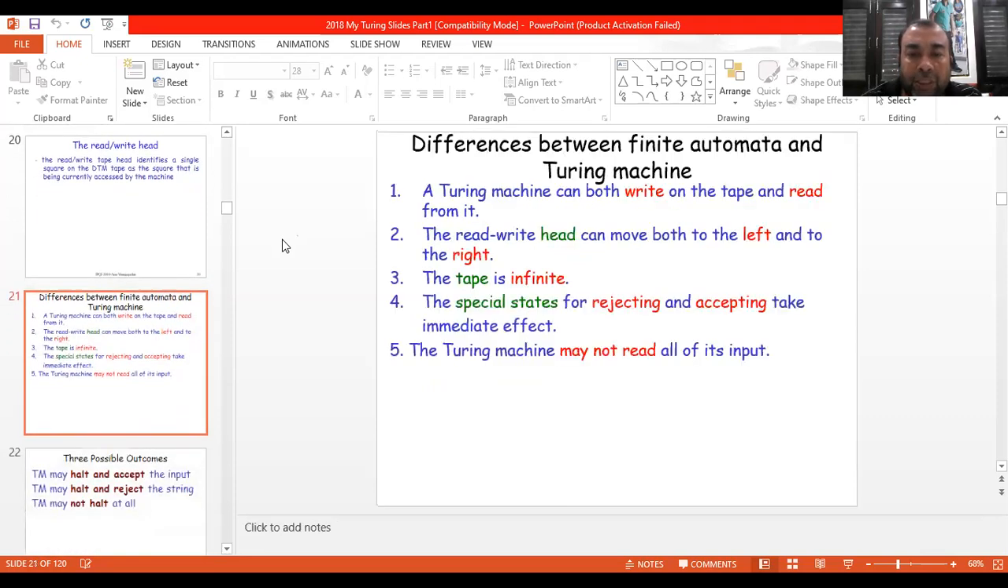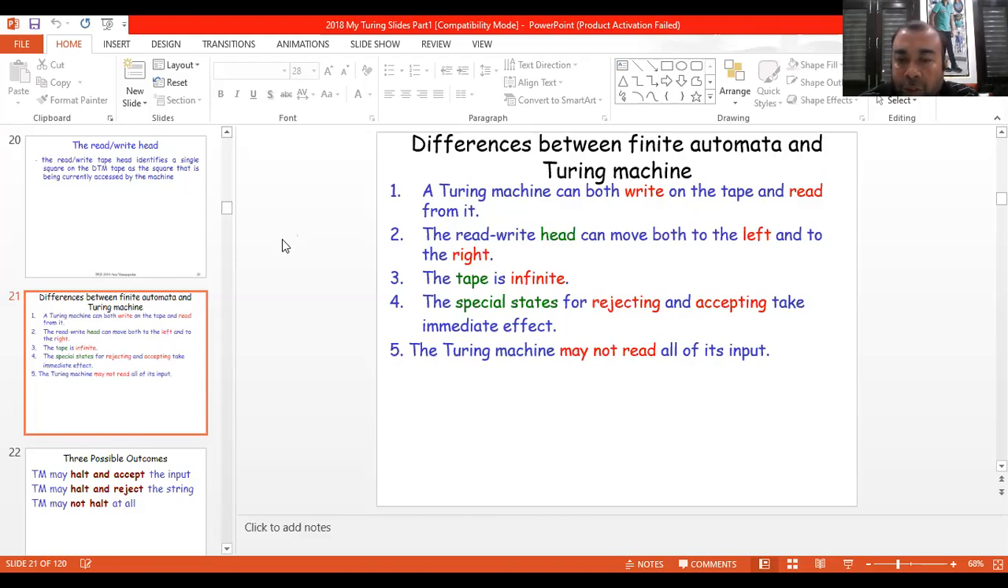So you can go through these slides. The theoretical portion, what I have just explained to you, has been written on the PPTs. You can go through these PPTs. There are various differences between finite automata and Turing machine. Some of the differences may be recognized by you. First, very important: a Turing machine can both write on the tape and read from it, which is not allowed in the case of NFA and DFA, and even in NPDA and DPDA.